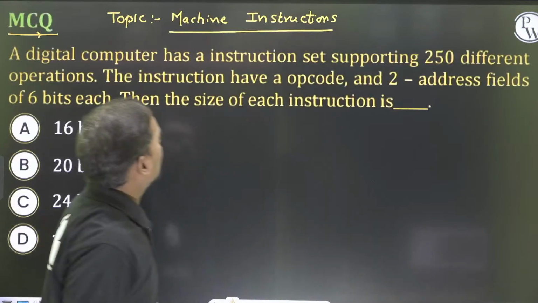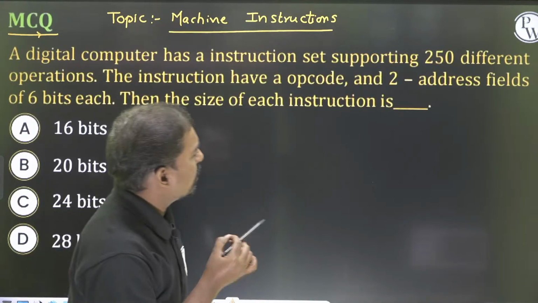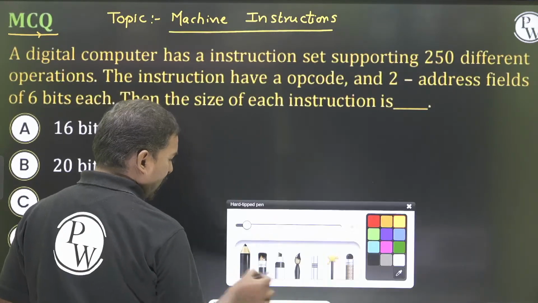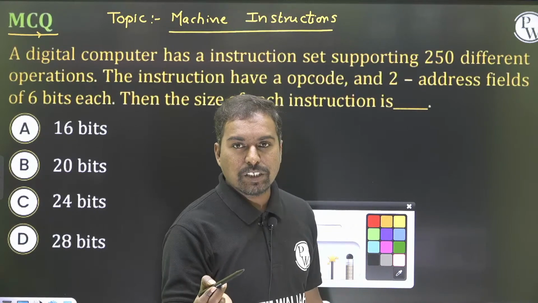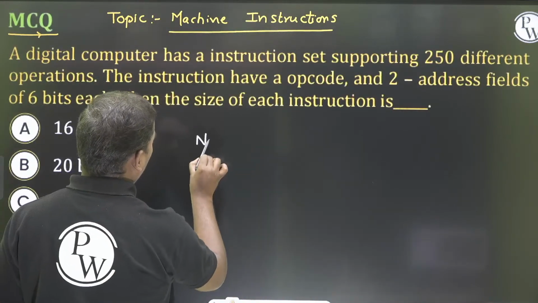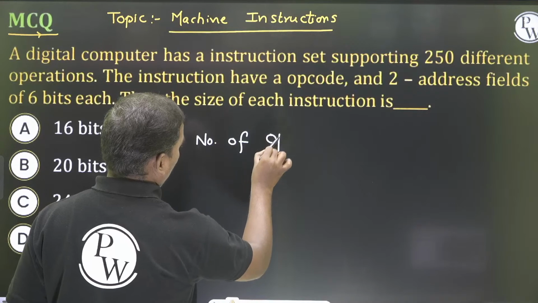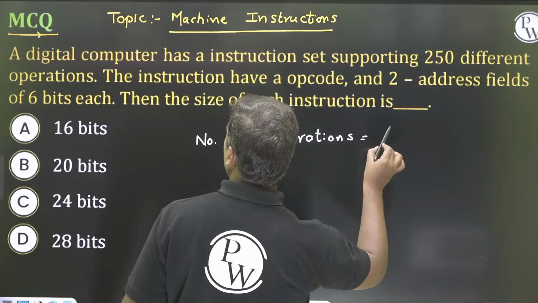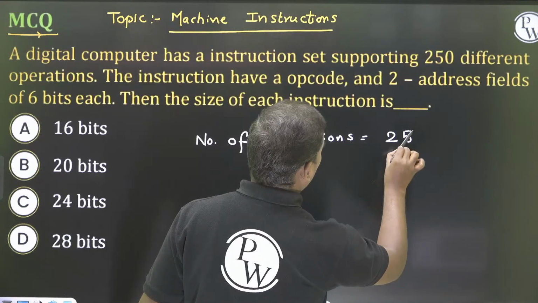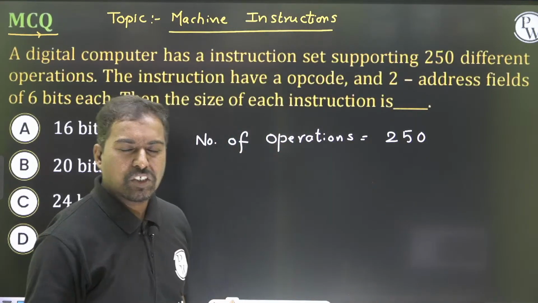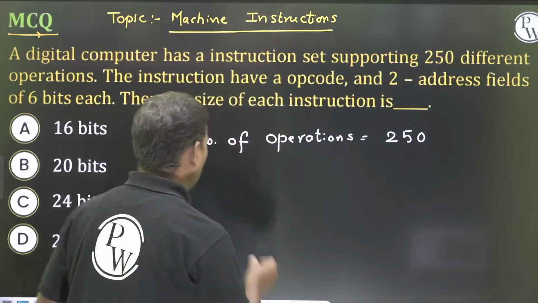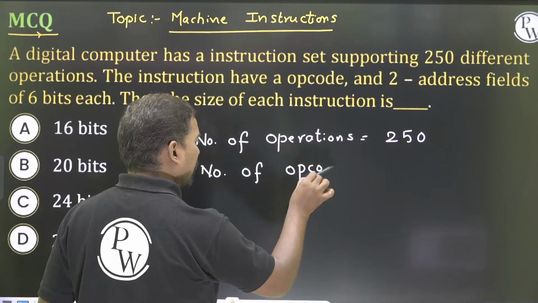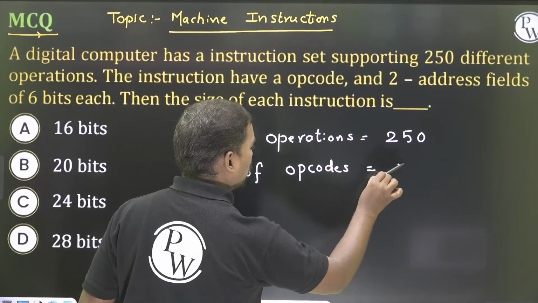What is given? A digital computer has an instruction set supporting 250 different operations. So the number of operations is given as 250. 250 different operations means the number of opcodes. The number of operations or opcodes that can be supported is 250.